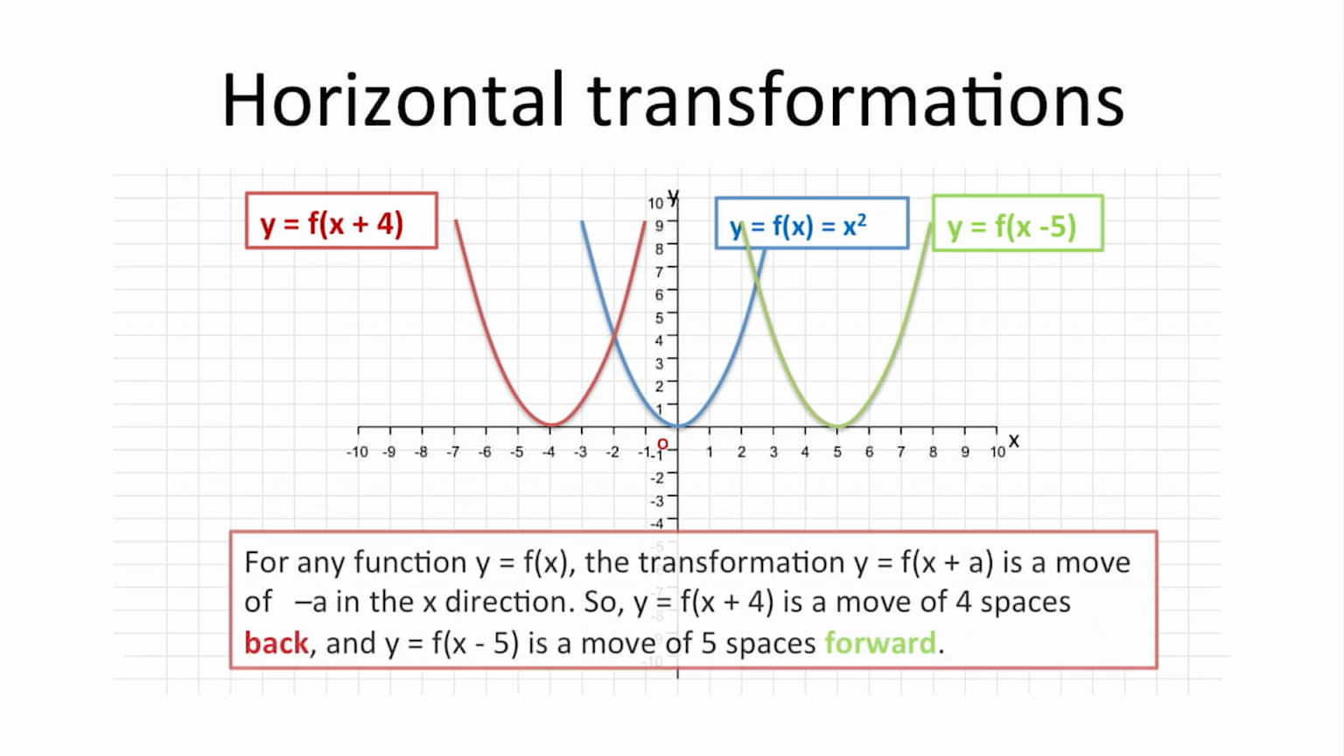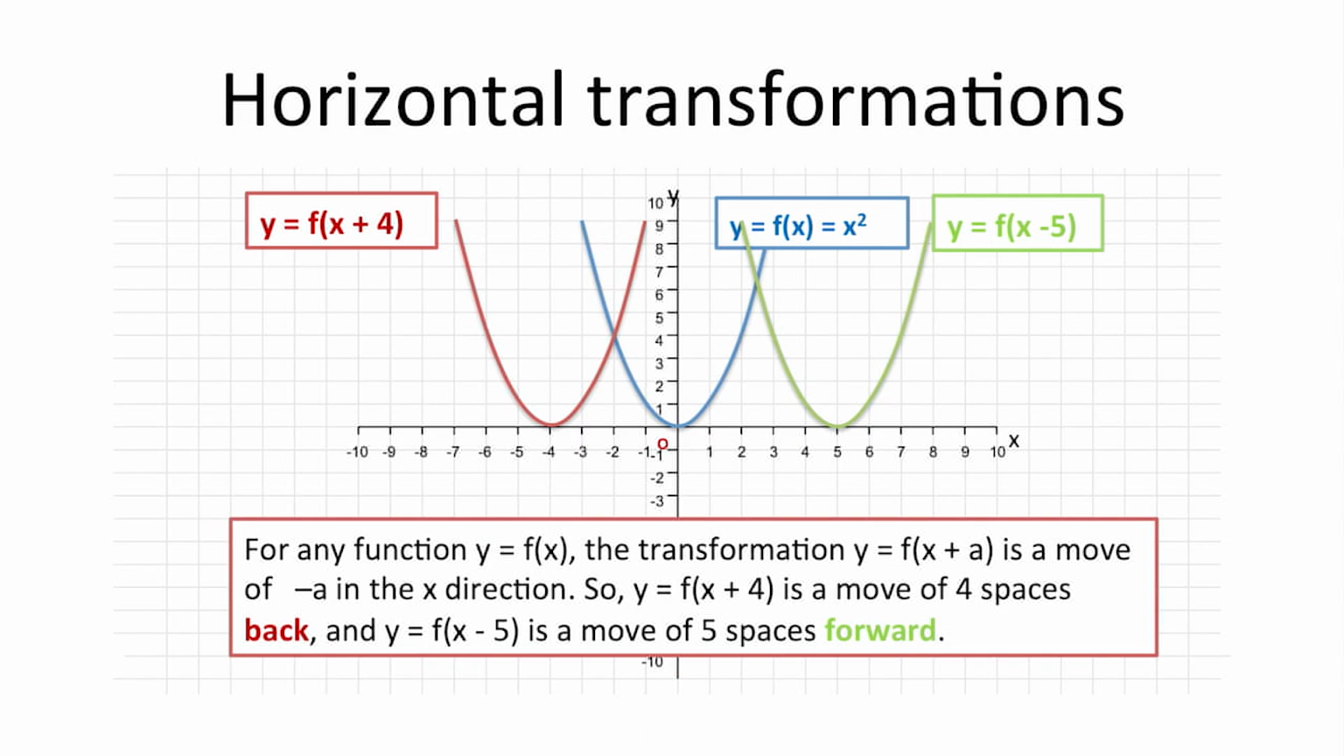So for any function generally, y equals f of x, the transformation y equals f of x plus a is a move of minus a in the x direction. So y equals f of x plus 4, for example, is the move of 4 spaces back, as we've said. And y equals f of x minus 5 is a move of 5 spaces forward.